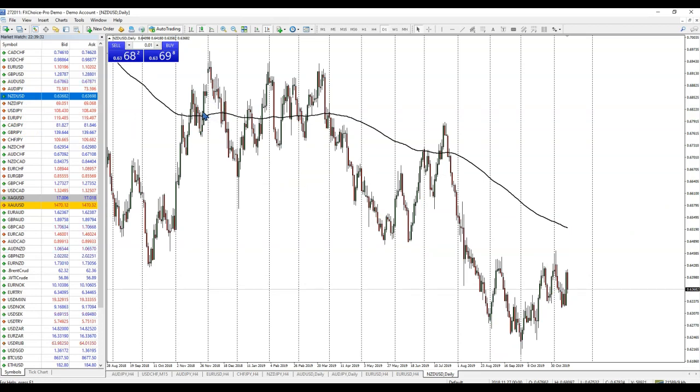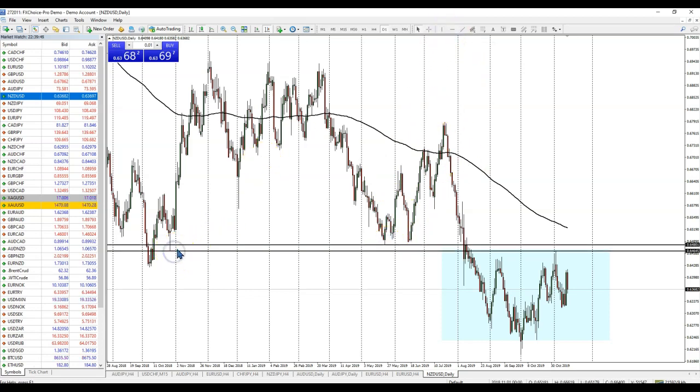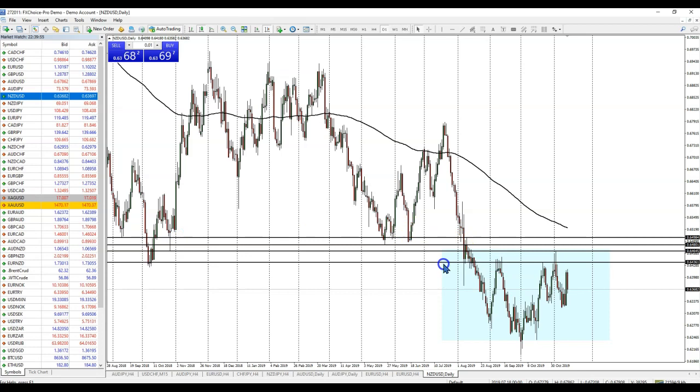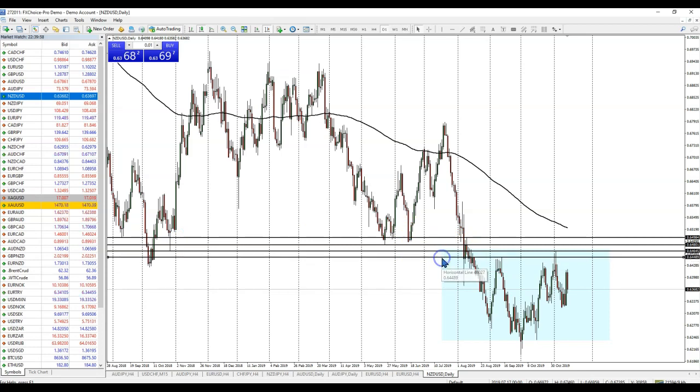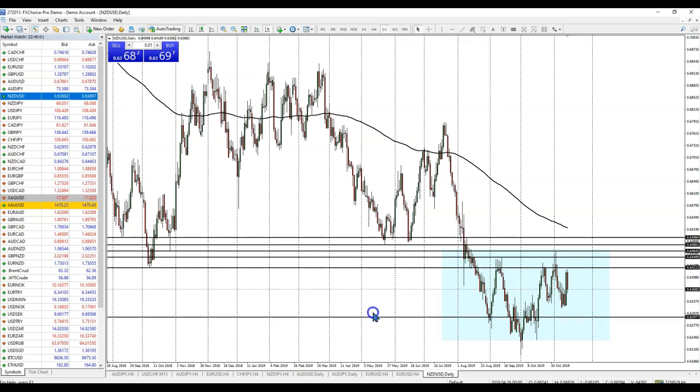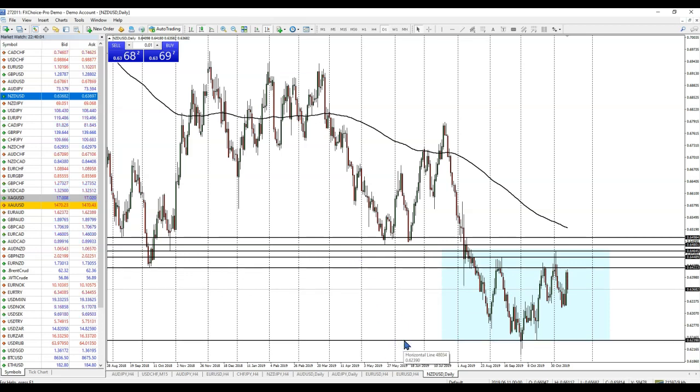Kiwi, New Zealand dollar. Still below the 200 EMA. This whole section here is consolidating for a couple months now. So let's just look at these levels, support and resistance from the past. Something like that, without overthinking or overanalyzing.